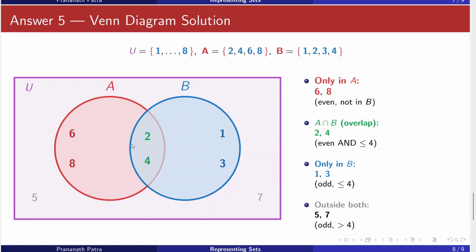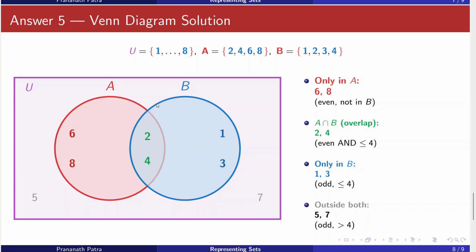Looking at our lists, both sets share the numbers 2 and 4. These are the even numbers that are also less than or equal to 4. So we place the 2 and the 4 right in that center intersection. Now let's look at the rest of set A, our red circle. Set A contains 2, 4, 6, and 8. Because we already placed the 2 and the 4 in the middle, we just need to place the remaining 6 and 8 in the left side of the red circle. These are numbers that are only in A.